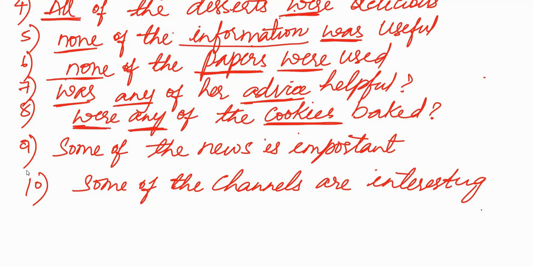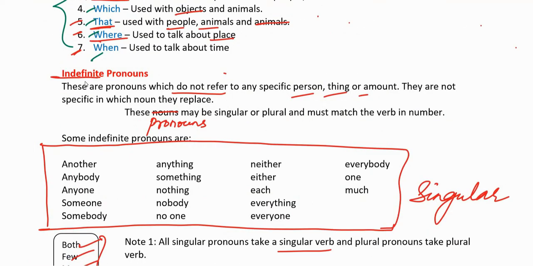In the next example, some of the news is important. Some here is taken as a singular indefinite pronoun because the noun news is uncountable. Despite the fact that it looks like a plural, by seeing the S, most of us think this is plural. No, this is singular and uncountable. We have used the verb is. In the last sentence, some of the channels are interesting. Now some is used as a plural indefinite pronoun in the last sentence because channels can be counted and they are in plural. And if we look at the verb, we have taken the verb in plural. I hope you have understood what indefinite pronouns are.